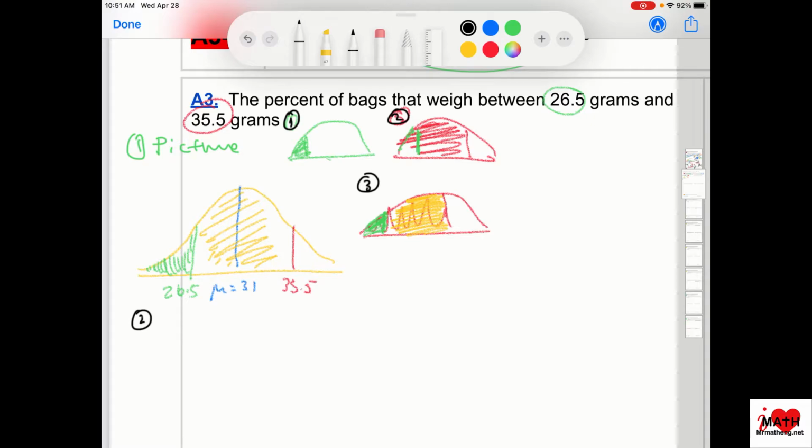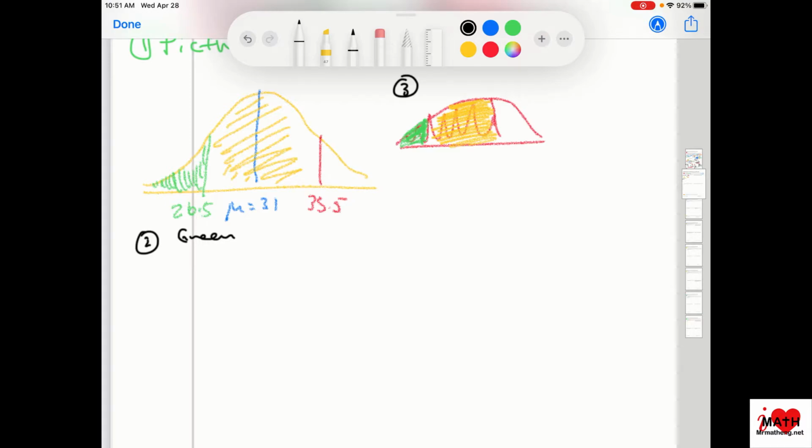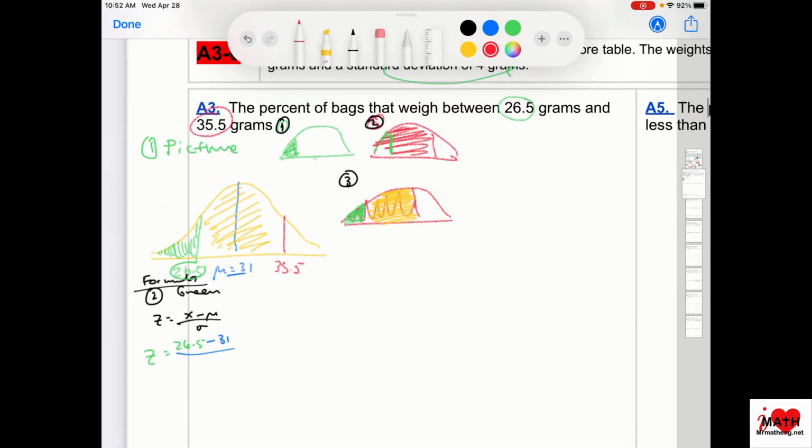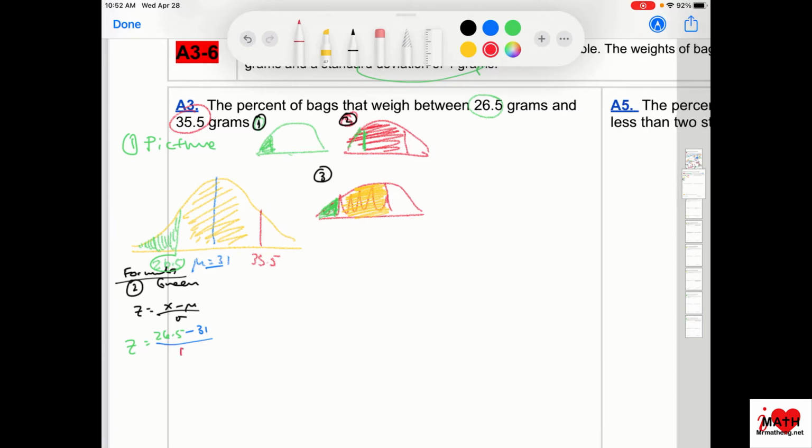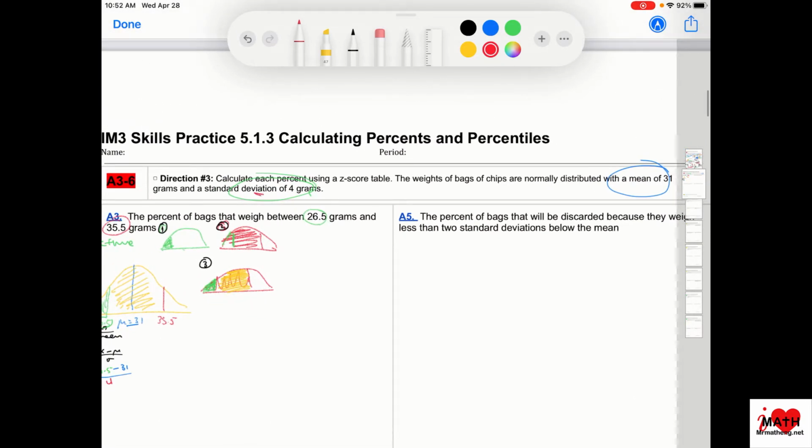I'm going to do the green one first. So let's call this green. I am going to write down the formula. And that would be z equals x minus the mean over the standard deviation. Our expected value here is going to be 26.5. And our mean was 31. And our standard deviation is 4. Remember, I'm getting that value from the given. Do you see that?